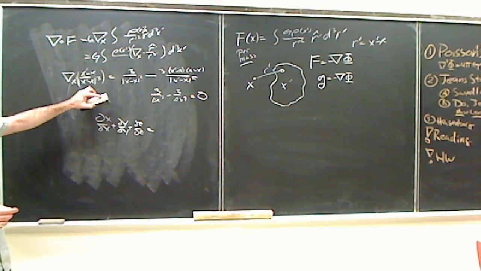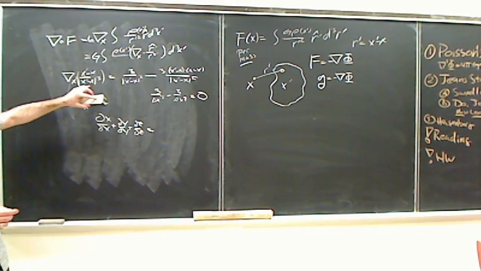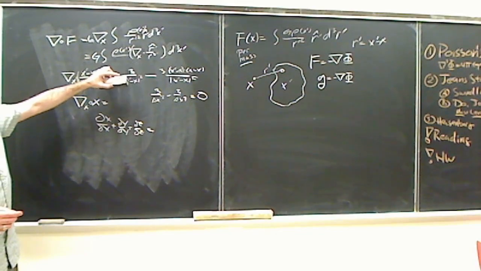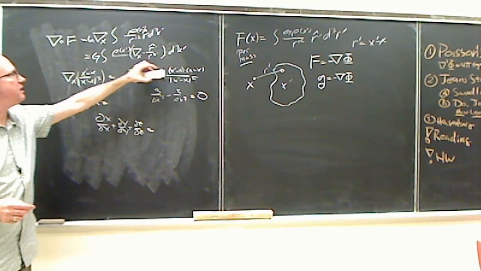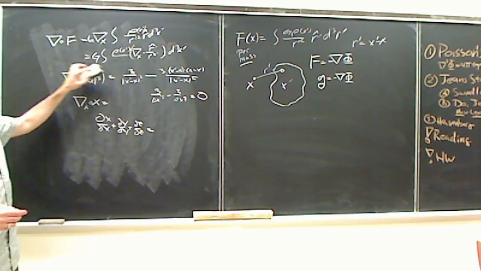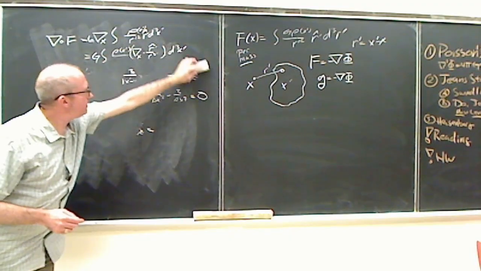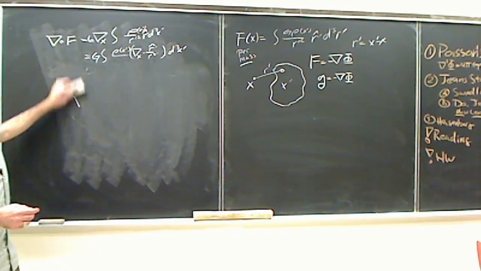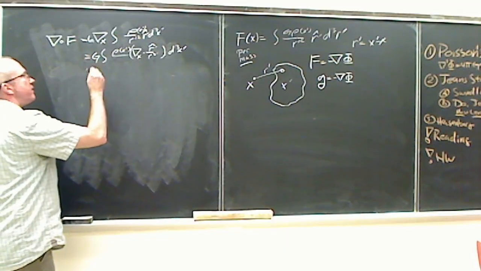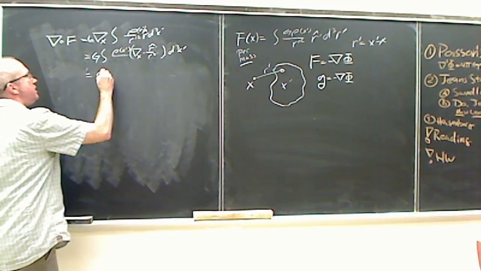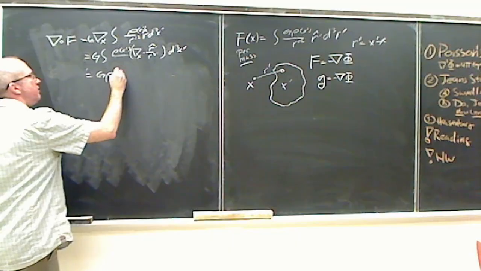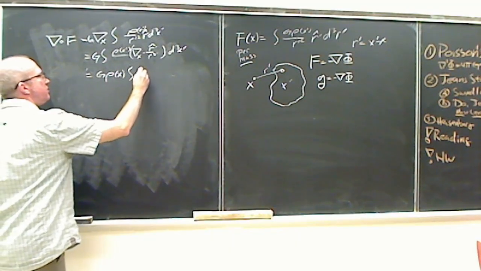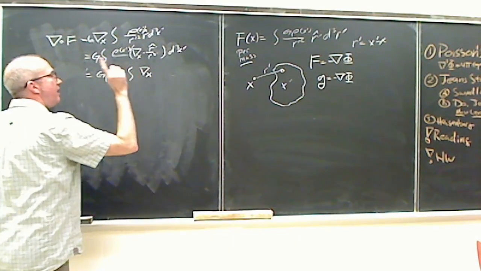So this thing is 0 except at the origin. Because of that, I know that this integral is only going to deal with the point at the origin, and everything else is going to come out. So this is equal to G times rho of x times the integral of grad x. And now I'm going to do a stunt.